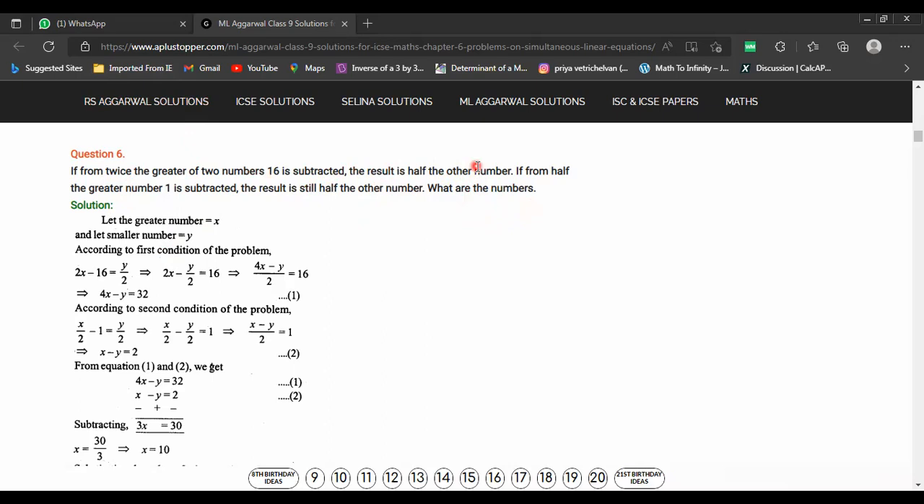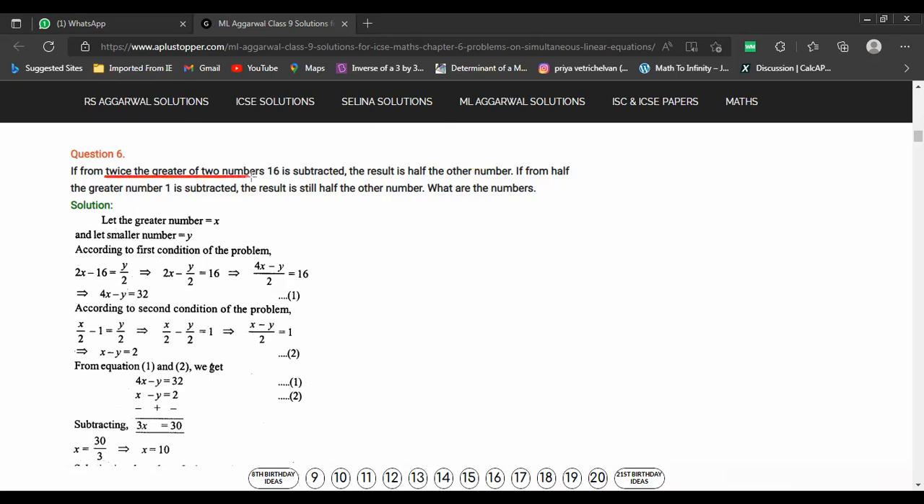Assume the greater number as one variable, and assign a different variable for the smaller number. So let's assign the variable x, the very popular variable x, to the greater number, and the smaller number as y. Okay, that's our assumption. So now let's break down the statement line by line.